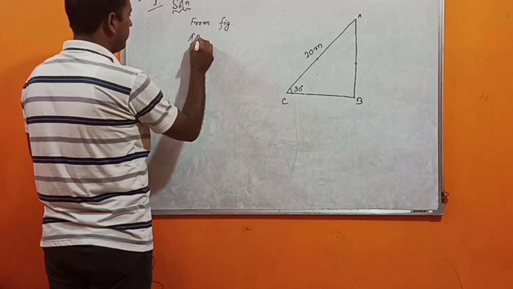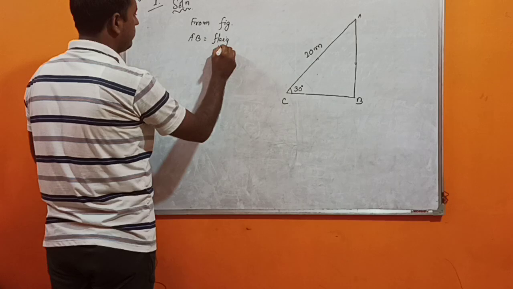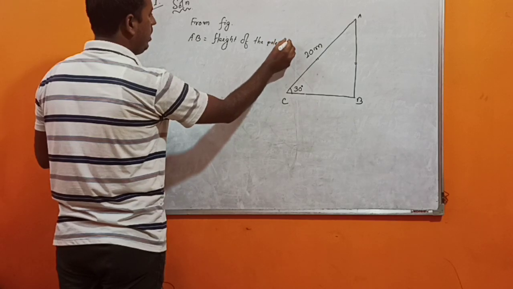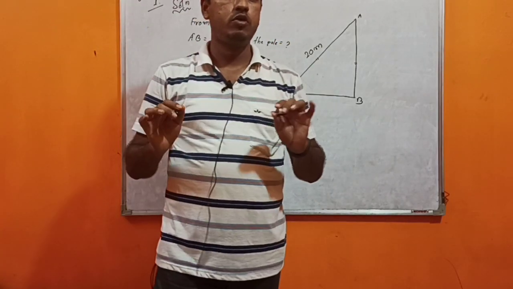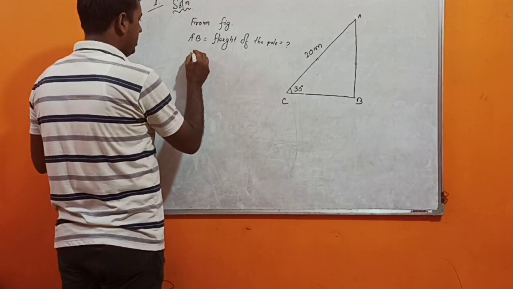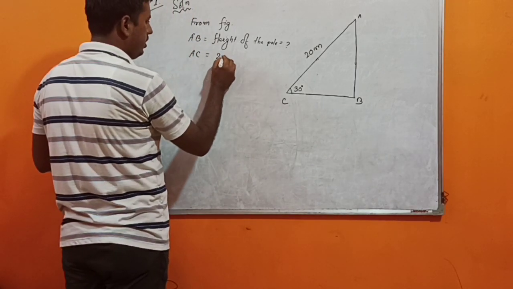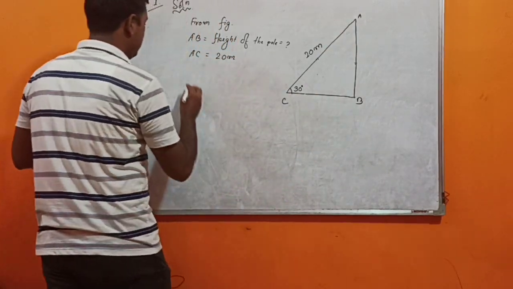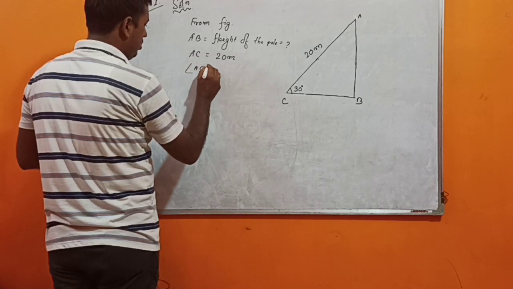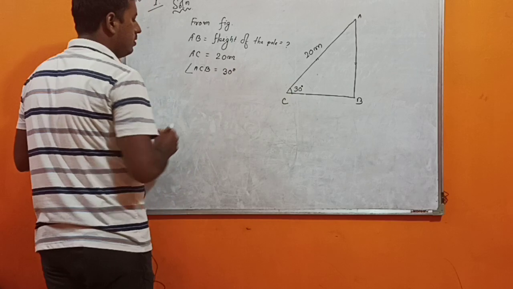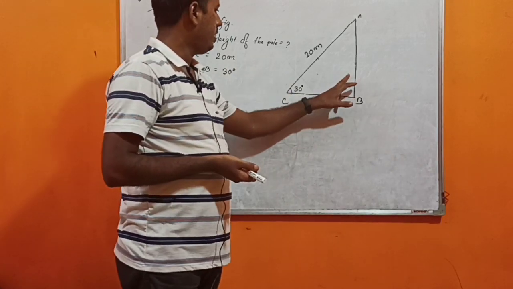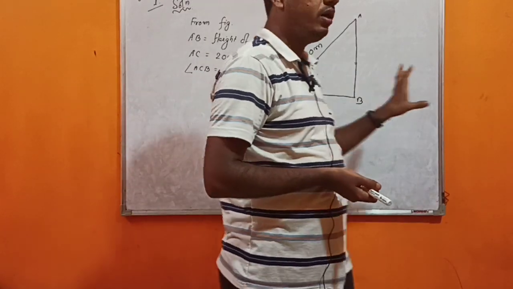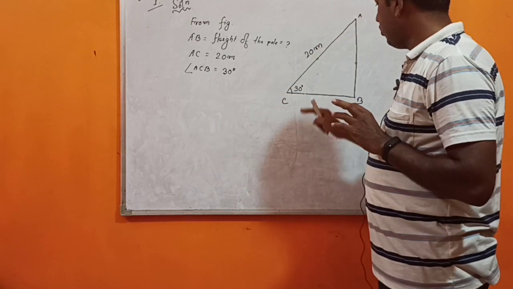So from the figure it is clear that AB is the height of the pole, and we have to find the height of the pole. AC is the length of the rope, that is 20 meters, and the angle given in the question, angle ACB, is equal to 30 degrees. We have to find AB, and AC, that is the hypotenuse, is given. We have to find the perpendicular with respect to this angle.